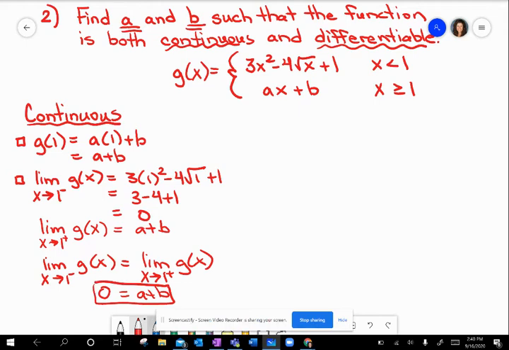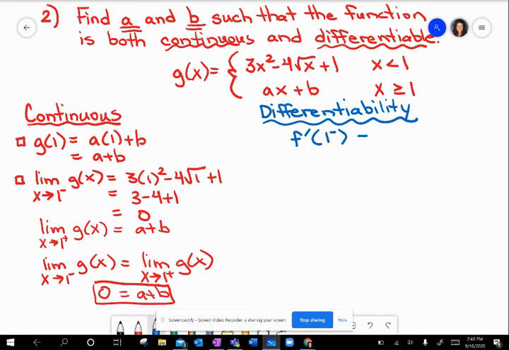So now I've got to switch over to differentiability. And let's see if I can find out more about a and b that will help me in cracking this code. Because really, it's a puzzle. Okay, differentiability. Wow, that's a long word to spell. So in order for a function to be differentiable, the derivative as I approach 1 from the left must be equivalent to the derivative as I approach 1 from the right. So we must find the derivatives.